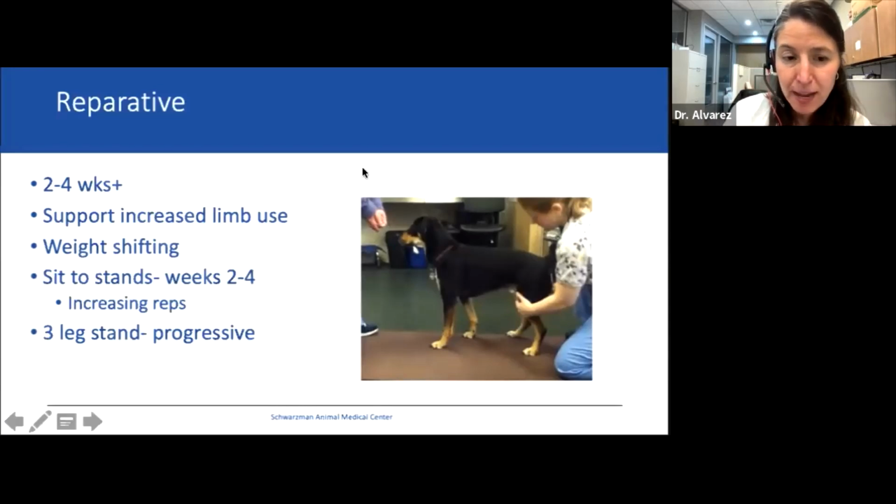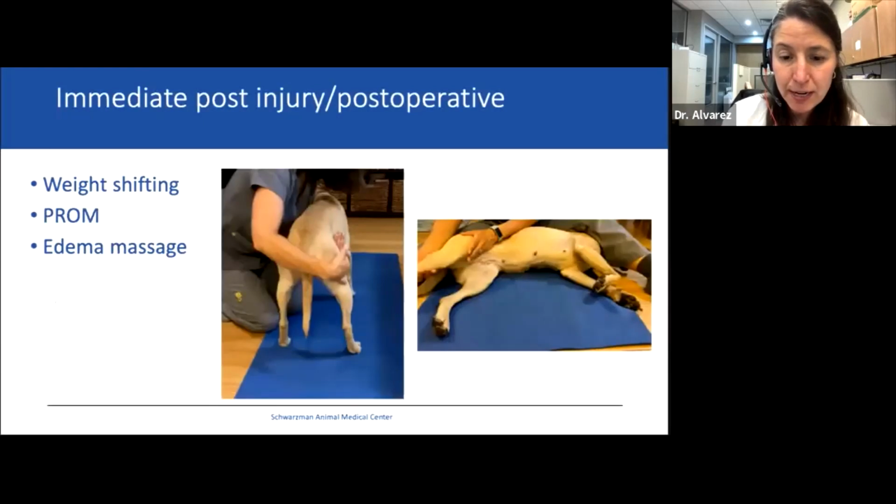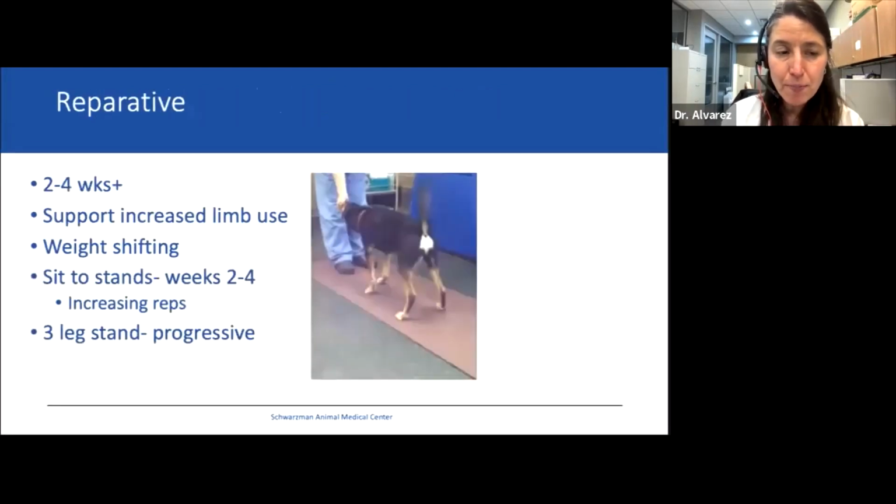So again, in your inflammatory phase, I would begin with some weight shifting exercises, very gentle passive range of motion, not to end range, lots of massage to those top muscles to help reduce swelling and edema. Once you're in your reparative phase, you can begin some nice functional exercises like sit to stands.